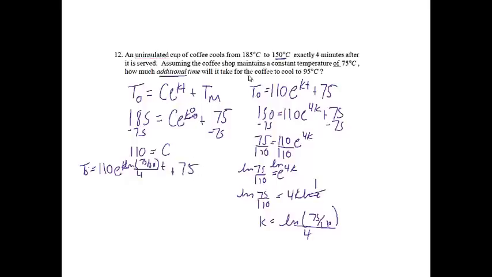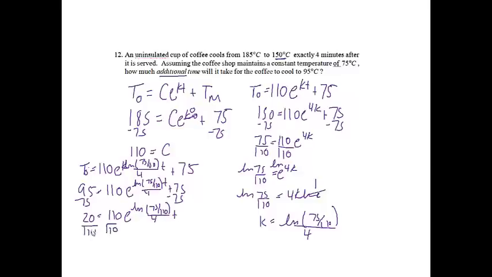Okay, and we want to know how much additional time it will take for the coffee to cool to 95. So now I want the temperature of my object to be 95. So 95 equals 110 e to the ln 75 over 110, t over 4, plus 75. Now I'm going to subtract 75 from both sides, so I'll get 20 equals 110 e to the natural log 75 over 110 all over 4, t. Next I'm going to divide by 110, and 20 divided by 110 would reduce to 2/11ths. You don't have to do that, but you may. So I'm just rewriting what I have here.